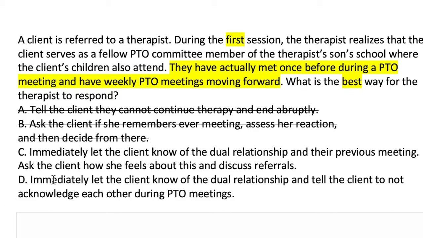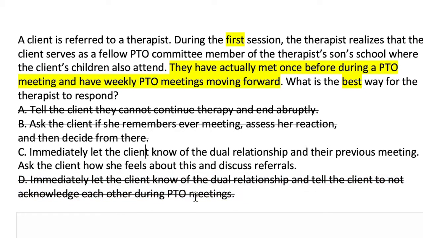So, okay, now let's compare option C to option D. So option D, immediately let the client know of the dual relationship. Okay, so similar to the first part of option C as well. And tell the client to not acknowledge each other during PTO meetings. So to ask the client not to pretend or not talk to the therapist during PTO meetings, it is very presumptuous in that the client would agree to that because again, there's already this dual relationship and it wouldn't be appropriate to tell the client to pretend like they don't know each other. So that's not an appropriate answer.